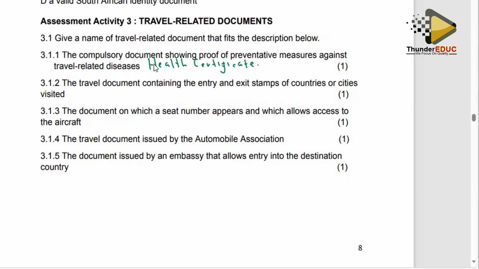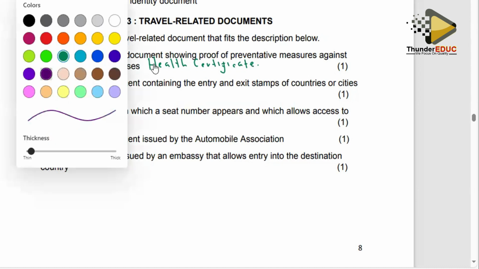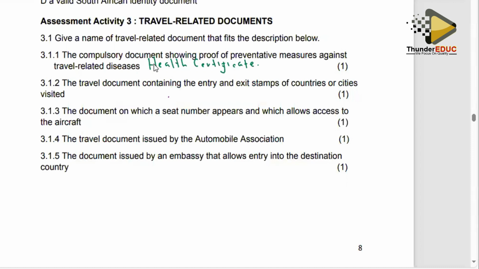It is known as the health certificate. That is 3.1.1. Then the second question reads, the travel documents containing the entry and exit stamps of countries or cities visited. The stamps are put on a travel document which is known as a passport. A passport contains the entry and exit stamps of countries or cities visited.